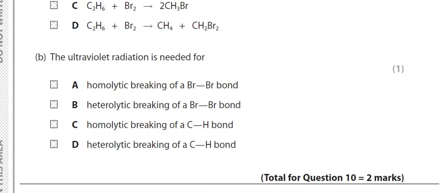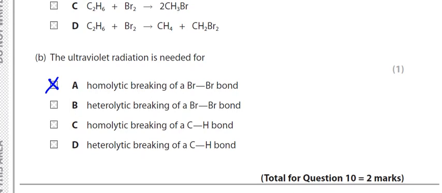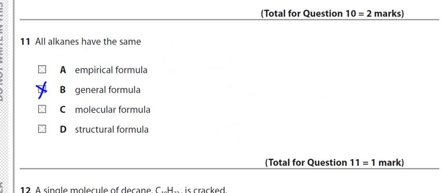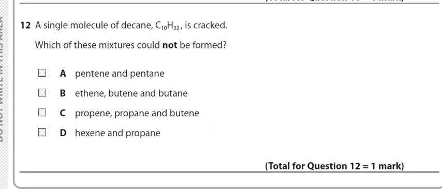Ultraviolet radiation is needed for the initiation step, which is the homolytic breaking of the halogen bond. That is to initiate the reaction. So the UV light breaks the bromine bond homolytically, producing free radicals. They are highly reactive species, short-lived. That is the driving force for the reaction. All alkanes have the same general formula. The empirical formula is different, the molecular and structural formulas differ, but the general formula of alkanes is the same, CnH2n+2.